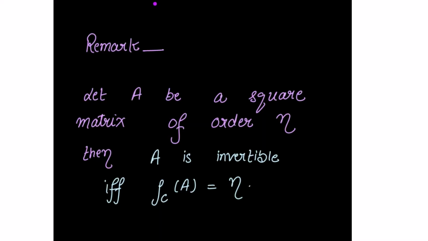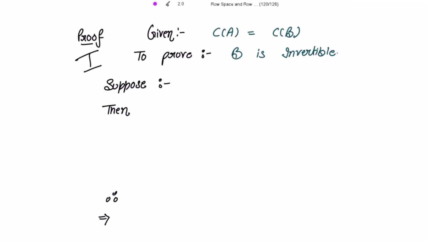Let A be a square matrix of order n, then A is invertible if and only if the column rank of A is equal to n. Which means, to show that A is invertible, we have to show that the column rank of this square matrix is equal to its order. Right? So I'm going to use this result in the proof.